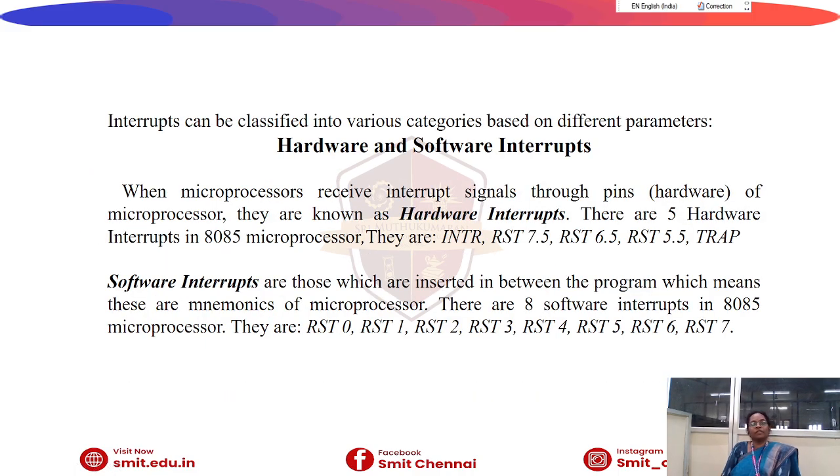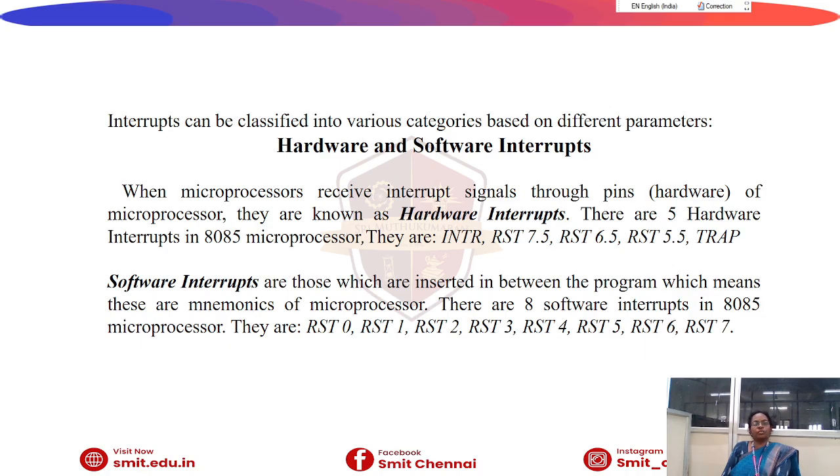Interrupts can be classified into various categories based on different parameters. Hardware and software interrupts. When the microprocessor receives interrupt signals through pins of the microprocessor, they are known as hardware interrupts. There are five hardware interrupts in 8085. They are TRAP, RST 7.5, RST 6.5, RST 5.5, and INTR.